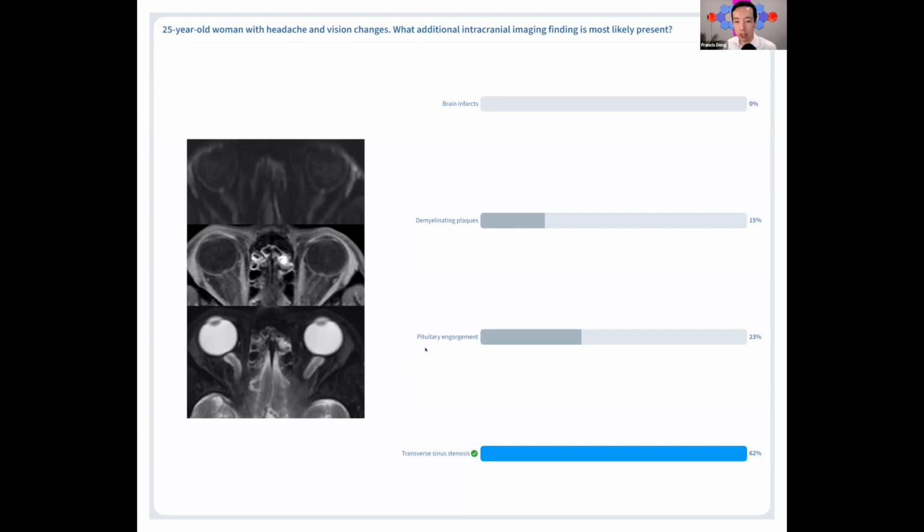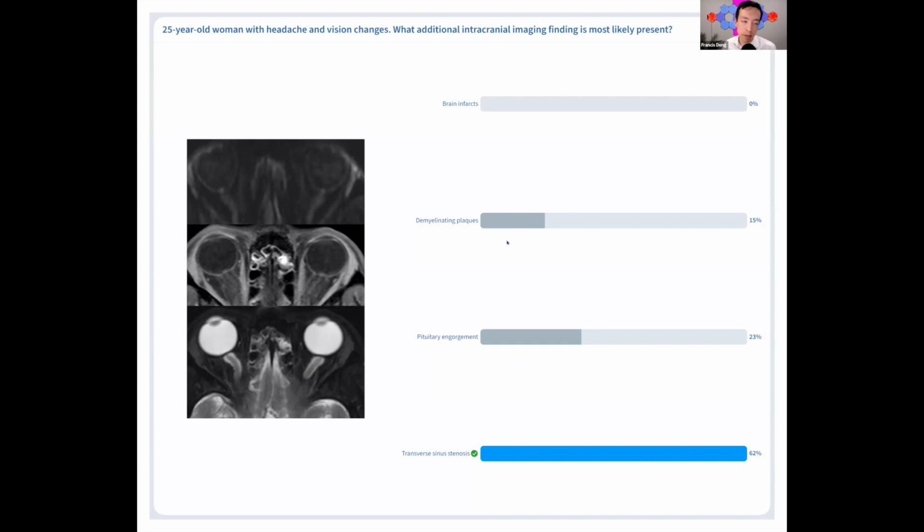The second most common answer that people chose was pituitary engorgement. So pituitary engorgement is a sign of intracranial hypotension. Spontaneous intracranial hypotension due to spinal CSF leaks would cause pituitary engorgement, but they would not cause the orbital findings that we see here of optic disc edema, distension of the optic nerve sheaths, posterior globe flattening, and so forth. Those are signs of intracranial hypertension.